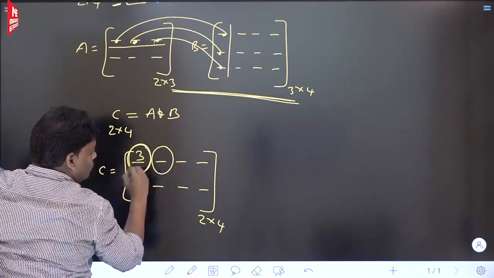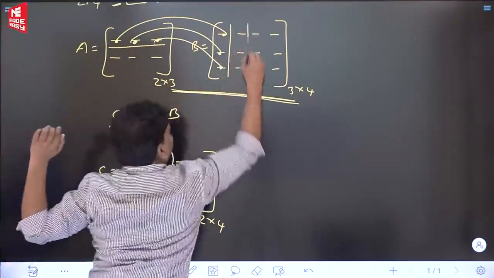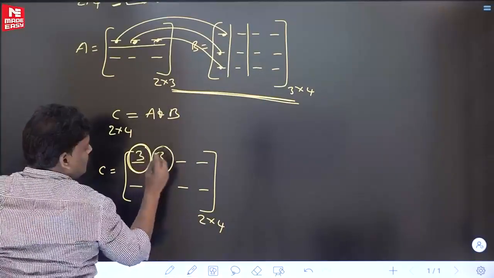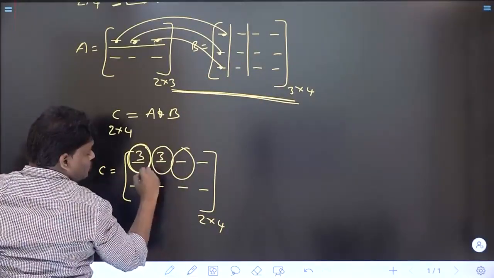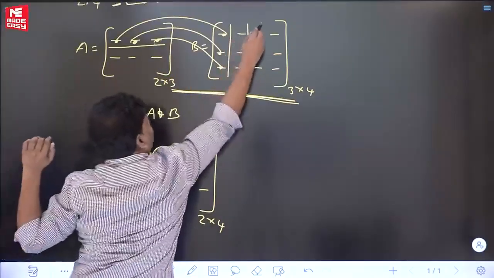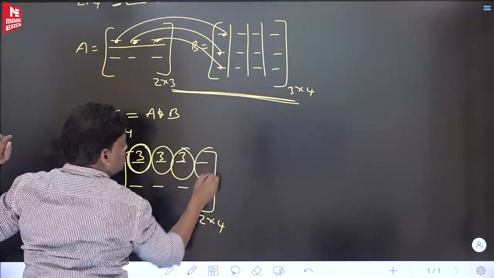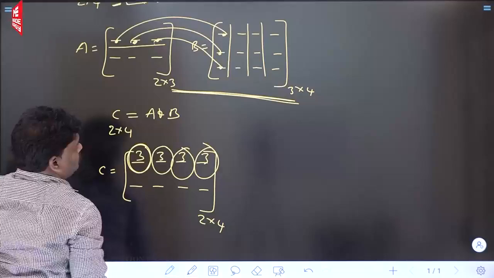How to get this one? First row, second column: you have to multiply. I think same, 3 multiplications required. It is also same, first row, third column multiply, it is also 3 multiplications. First row, fourth column, it is also 3 multiplications.